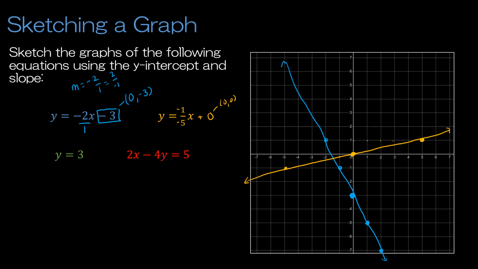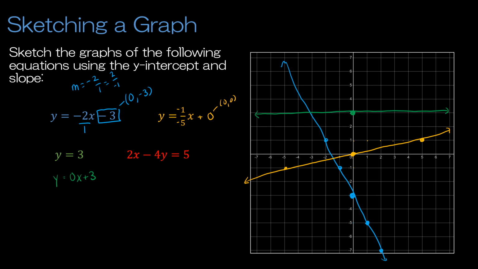For my third, I have y equals 3. Remember, this is either going to be horizontal or vertical because there's just one variable. This one is the easier one. It's y equals 0x plus 3, so it goes through at positive 3. And the slope is 0, and a 0 slope has no rise.